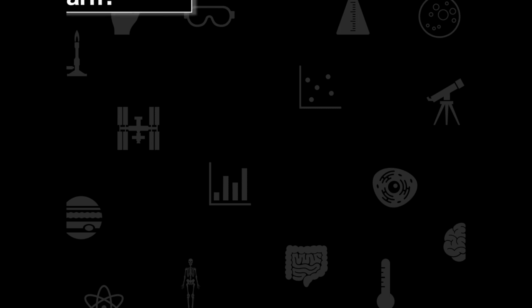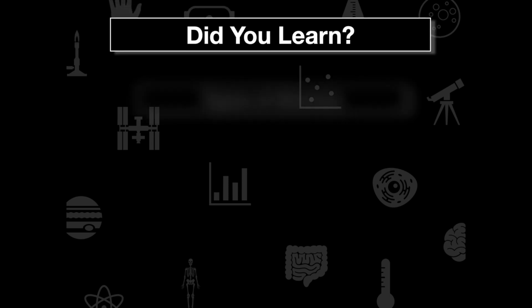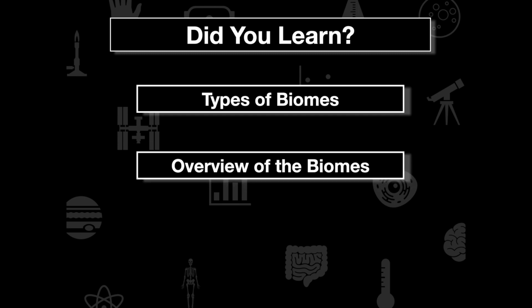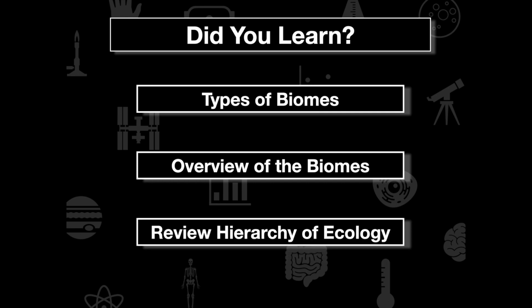All right, did you learn a couple of things here? Did you learn about the types of biomes? Did you learn about the overview and the characteristics of each of those biomes? And then lastly, did you review the hierarchy of ecology?